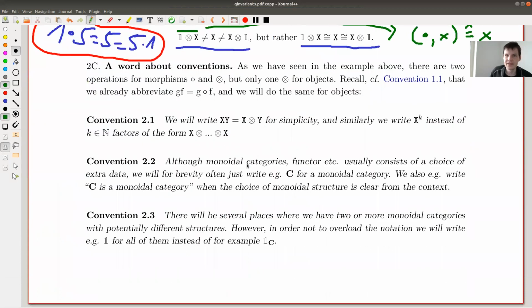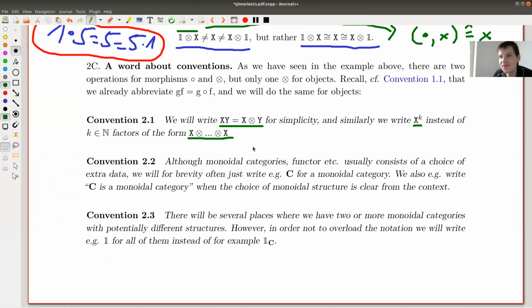Okay, let me just go through the conventions very quickly, because it's extremely cumbersome to always write the tensor product on objects. I will just write xy, because it is a multiplication. So xy is on objects. Objects are always in this funny font, and they're always x, y, z, whatever. I just write xy instead of x tensor y. And I would write something like x to the k instead of x tensor x, k times.